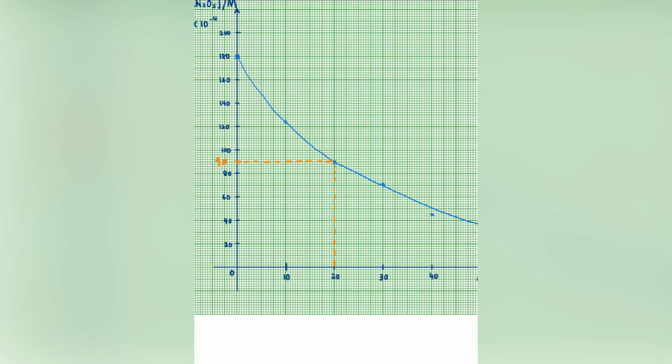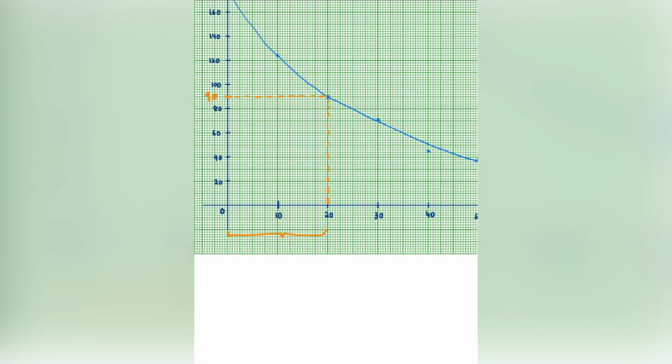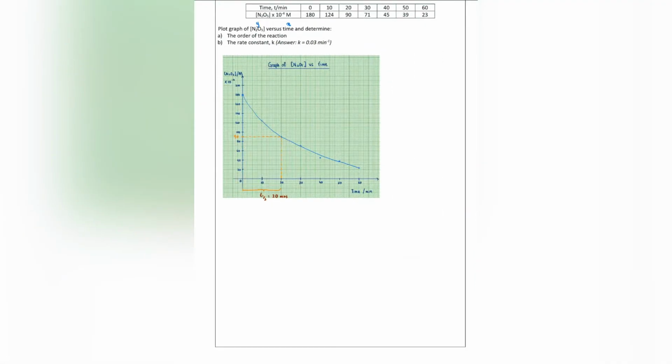Okay, and then we have to determine the first half-life. Half-life is the time taken for the concentration of N2O5 to reduce to half. So the time taken is from 0 until 20. So the first half-life is 20 minutes in this case, because the unit is minutes. Okay, so we have got the first half-life.